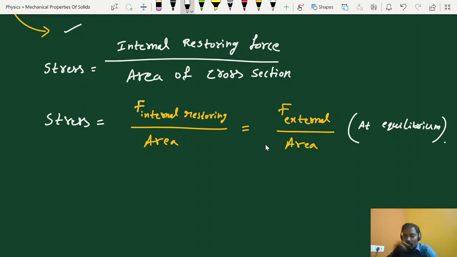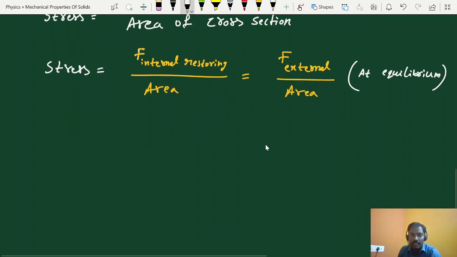Here you have to understand one point, that is, when the material is at equilibrium, the internal restoring force magnitude is equal to the external deformation force at equilibrium. Right, students? So here you have to notice one more point, that is, the internal restoring force and external force, that is deformation force, do not form an action-reaction pair. Remember this, very important.